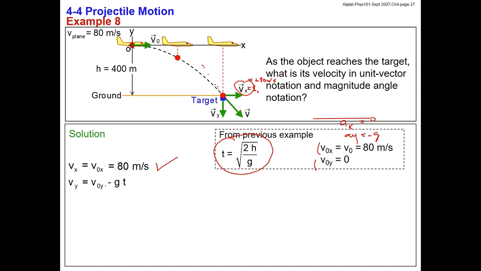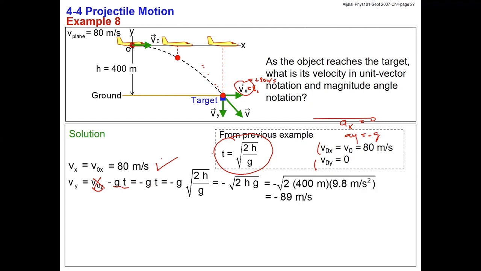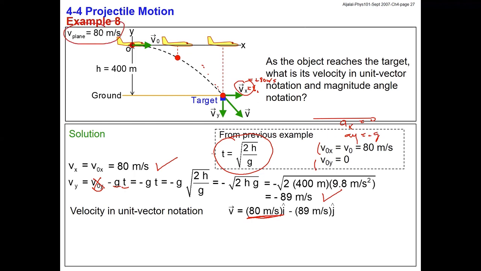And I know vy is v naught y minus gt. I know v naught y, which is 0. I know g, 9.8. I know t, which is here. I will just plug in minus gt, and I use my calculator, and I get minus 89 meters per second. This is the velocity in unit vector notation. V, when I hit the target here, has the same constant value along x, which is v naught x, which is 80, which is the velocity of the plane, meters per second along i hat, minus 89 j hat. 89 because it's going downward, minus, going downward.